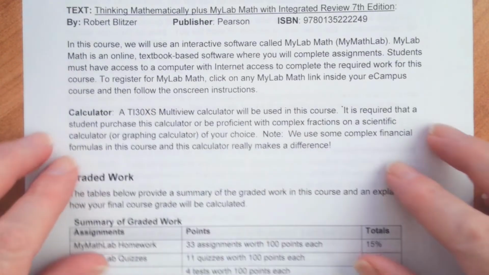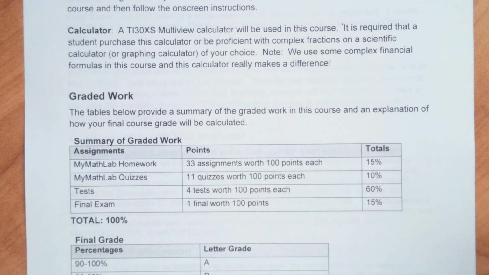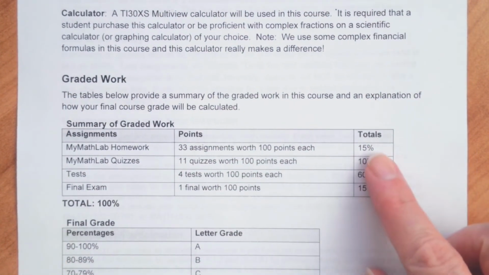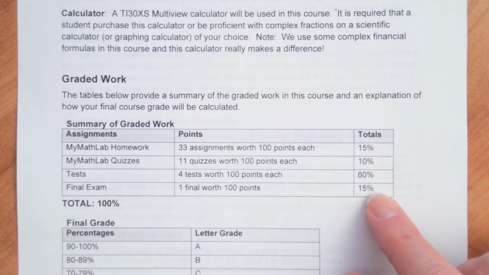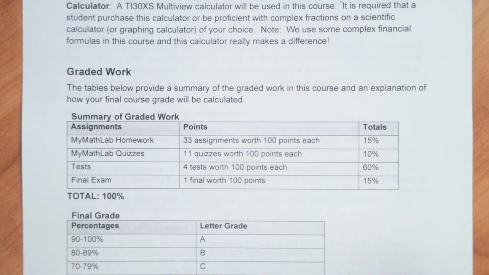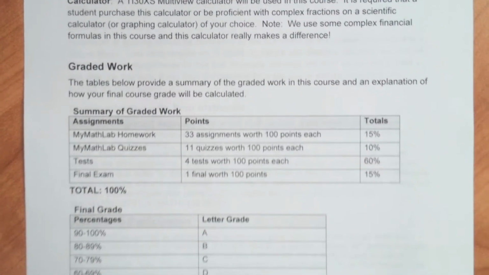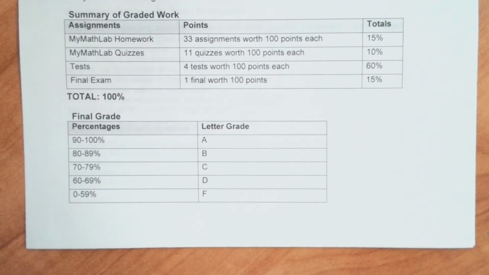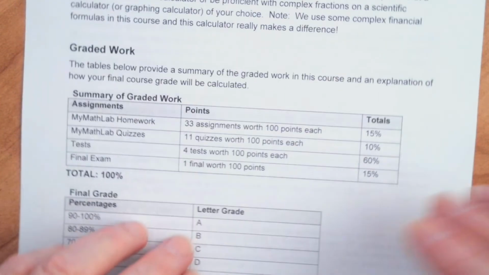Let's see, graded work. So you can see homework is 15%, quizzes are 10%, tests are 60%, and your final is 15%. And it is a comprehensive final, but there's a good review that'll prepare you for that, so most students do all right on the final. You can see the grades. The grading scale is typical, 90 to 100% is an A, and so on.